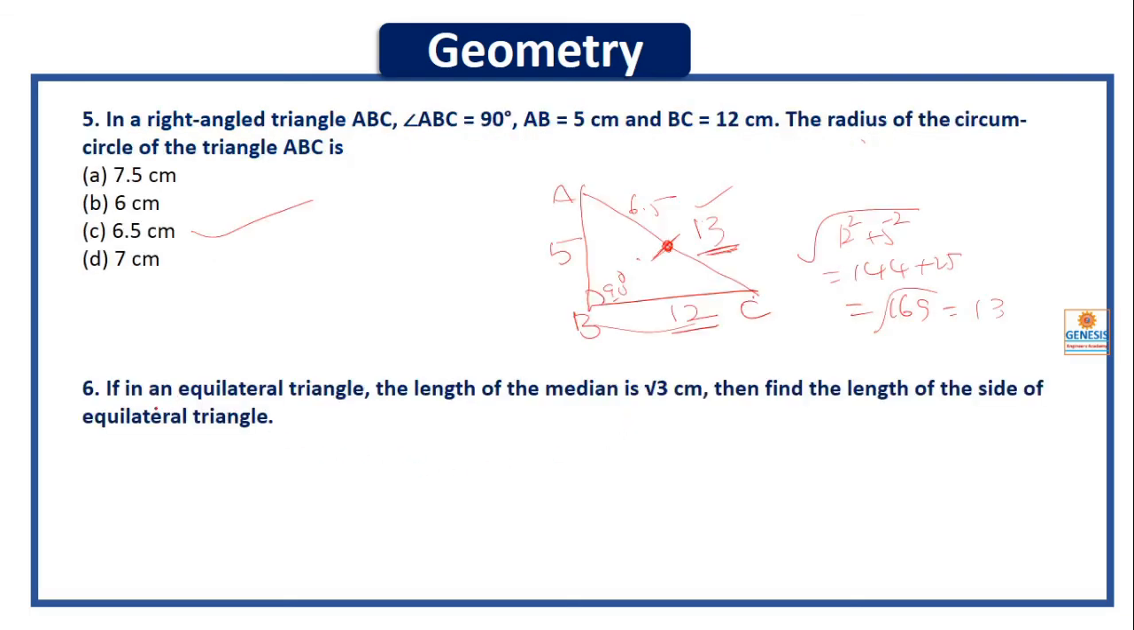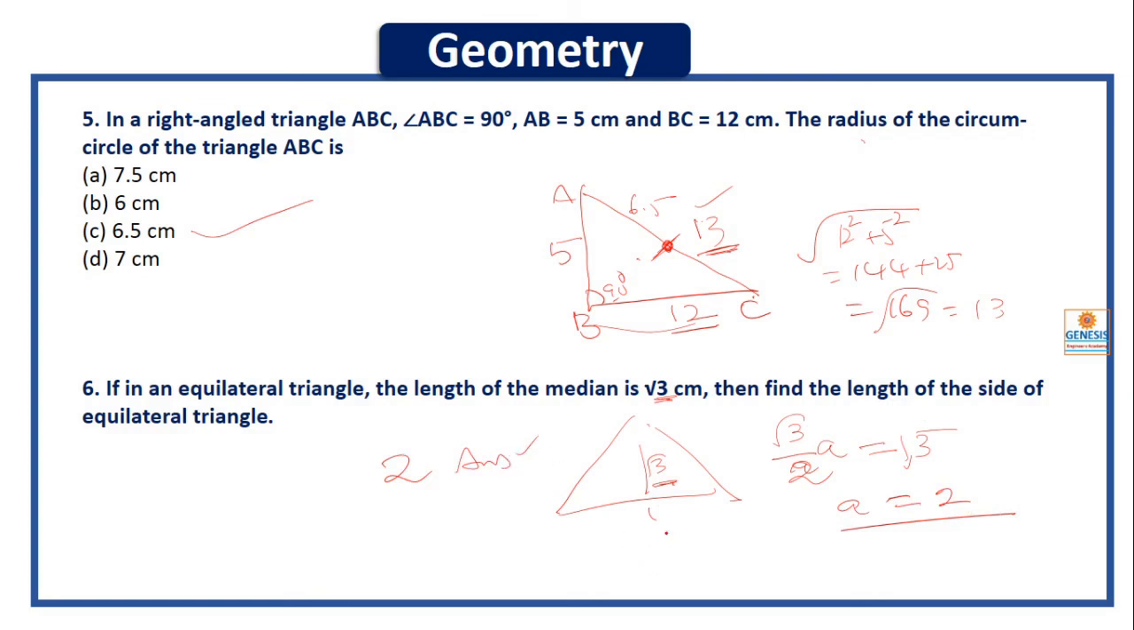So in an equilateral triangle, the length of the median is root 3. Median means this one and this is root 3. And the length of the side of the triangle is A, so the median is root 3 by 2 A, and that happens to be root 3. So then A is equal to 2. So 2 is the answer for this question.